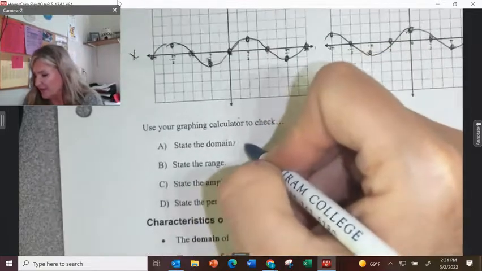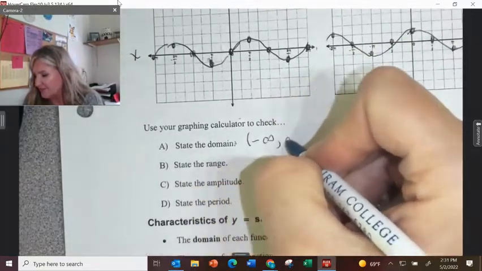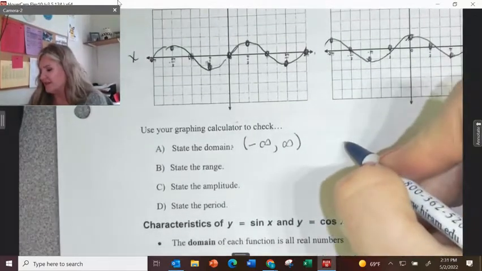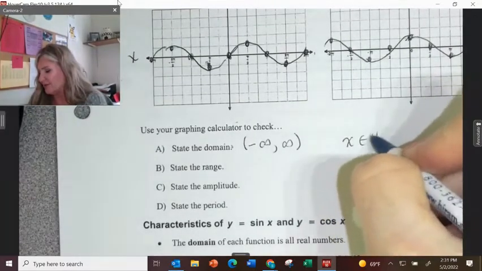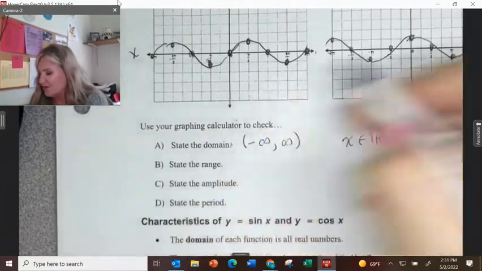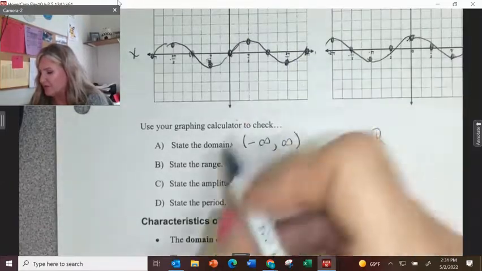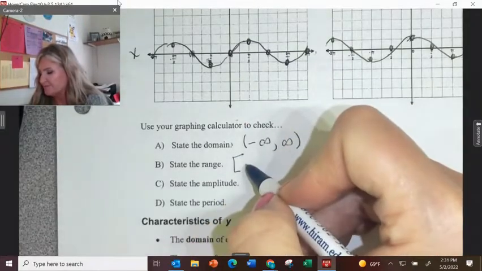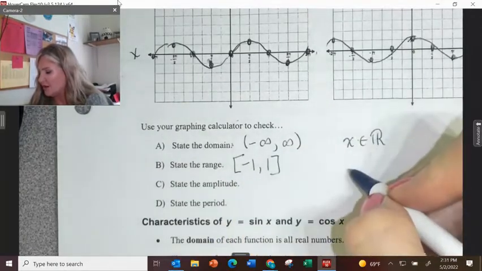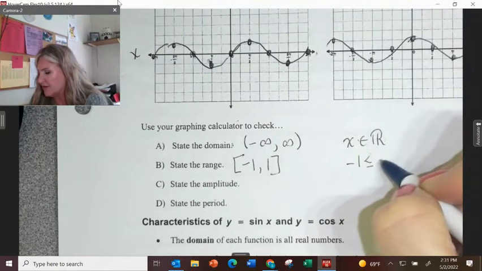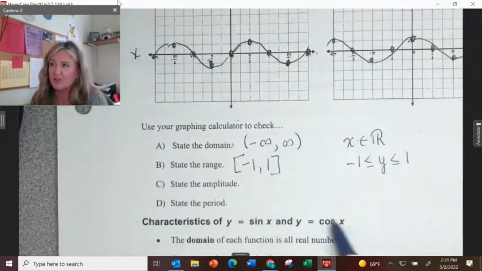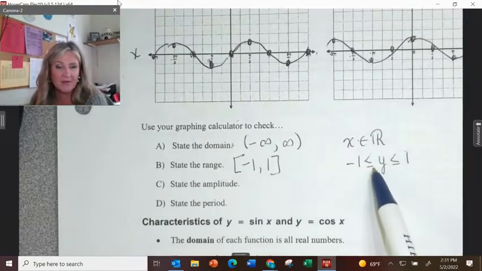Okay, so state the domain. The domain is going to be -infinity to infinity. Just a little side note, if you're in college, they might say this domain is x is in the element of real numbers. Sometimes they write it like that. The range means our low point to our high point. What's our lowest point for y? -1, 1. Inequality form would be -1 less than or equal to y less than or equal to 1. I'm just showing you both ways. We're going to be using the first way I put it, but just understanding it can be written that way.